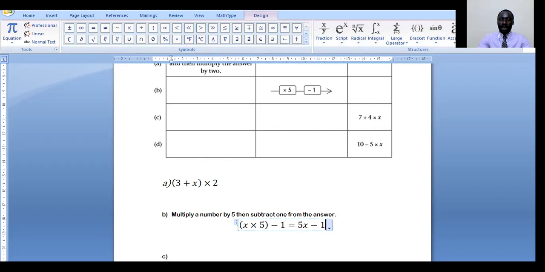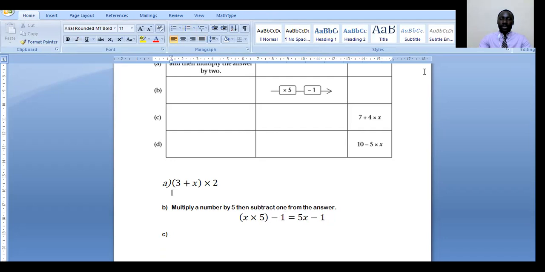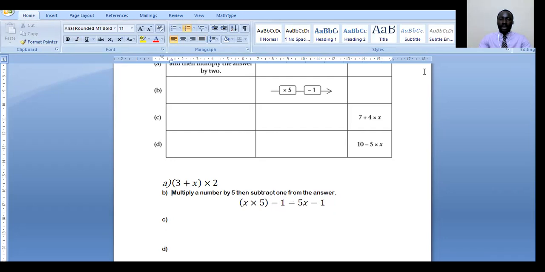Then for C, what do we have? On the right-hand side, already we have 7 plus 4x. So in this case, we could either say multiply a number by 4. That is this part here of 4 times x. Then add 7 onto the answer.